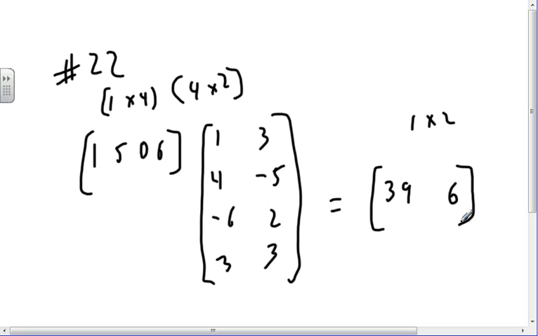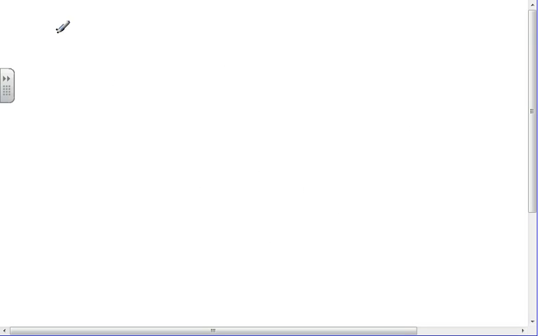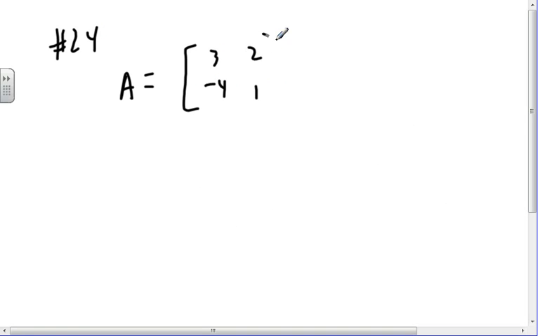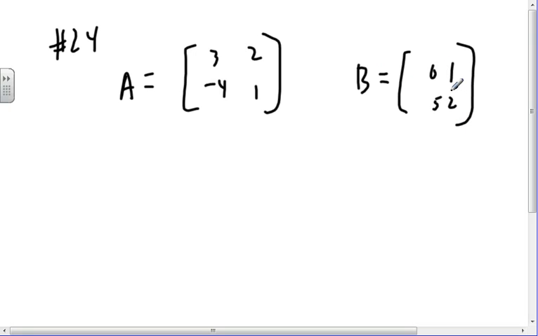Okay, we're going to do 24 next. And we have an A matrix. This one here would be a good one to put in your calculator because you're using the same matrix over again, right? And we have a B matrix. And we want AB.